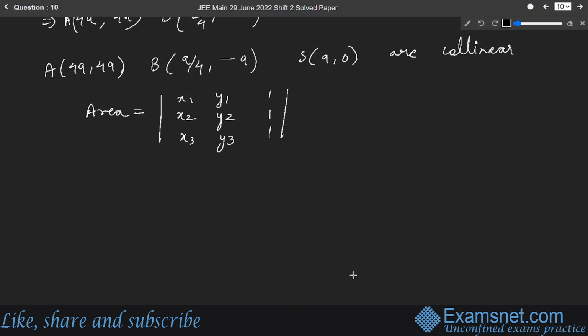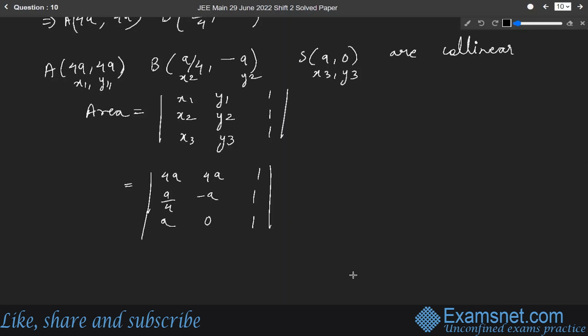So here, let this point be x1, y1, let this point be x2, y2, and let this point be x3, y3. So when we substitute its values, it will be mod of the determinant 4a, 4a, 1; a by 4, minus a, 1; and a, 0, 1. According to the condition for collinearity, it is given that A, B and S are collinear. It means that its area will always be equal to 0, right?